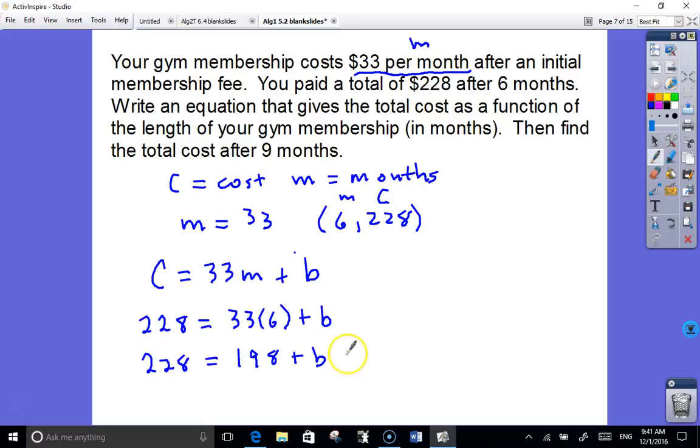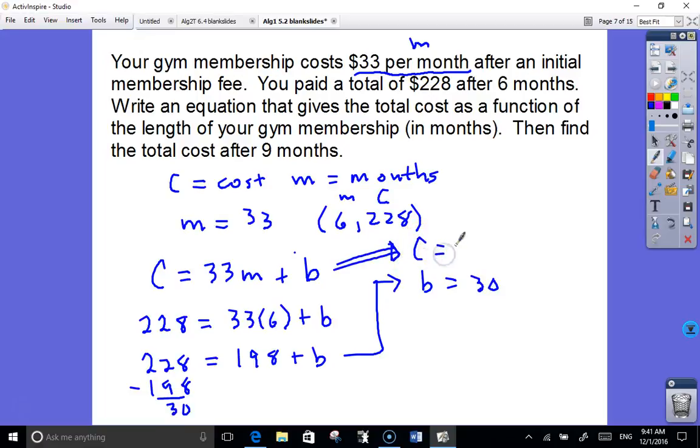Subtract. B equals, what's 228 minus 198? 30, right? So now I can fill in this equation. I already knew the slope, so it's C equals 33 times the number of months plus 30. So the initial fee must have been 30.